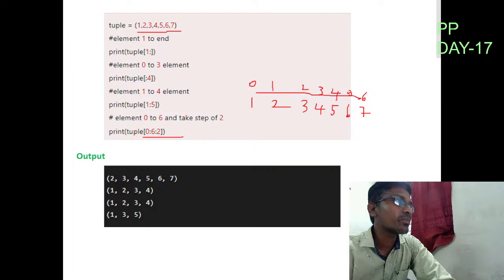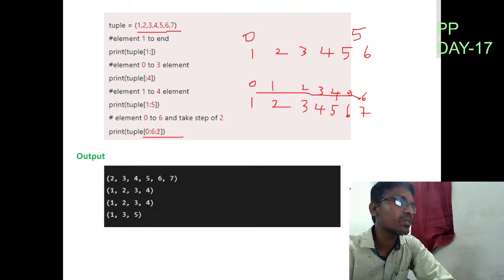Now I am going to access the tuple followed by 0 colon 6. That means 0 will be included and 6 will be excluded. So you have to take the elements from index 0 to index number 5. What are the elements here? 1, 2, 3, 4, 5 and 6. These are the elements from index number 0 to 5.